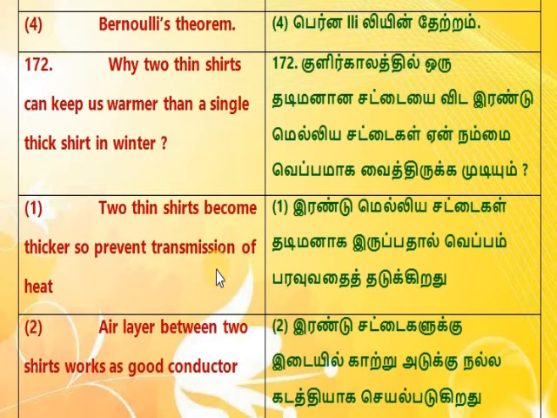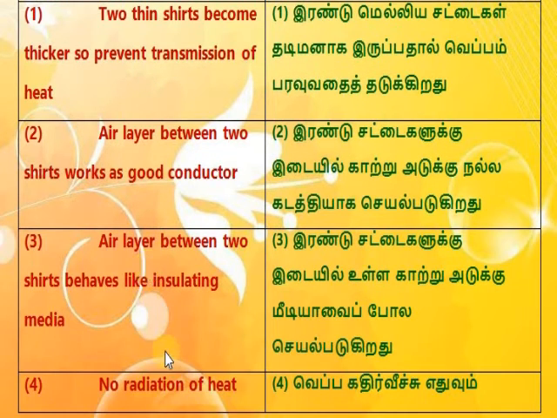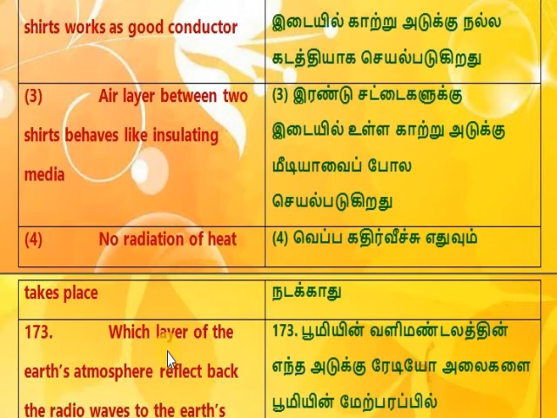172. Why two thin shirts can keep us warmer than a single thick shirt in winter? 1. Two thin shirts become thicker so prevent transmission of heat. 2. Air layer between two shirts works as good conductor. 3. Air layer between two shirts behaves like insulating media. 4. No radiation of heat takes place.